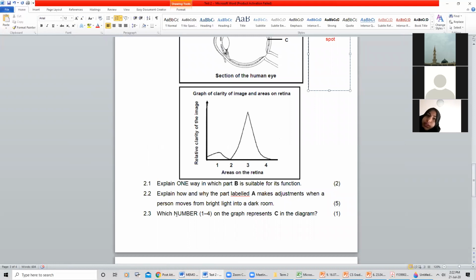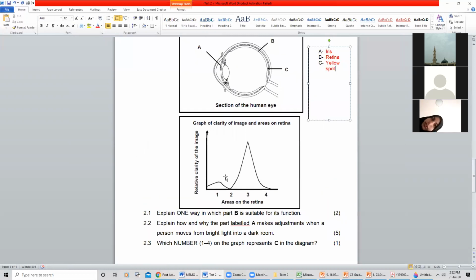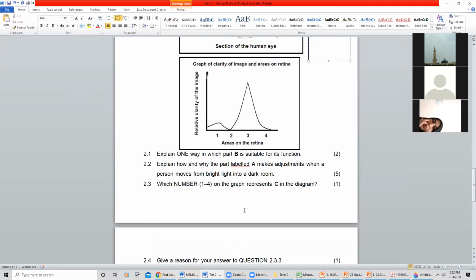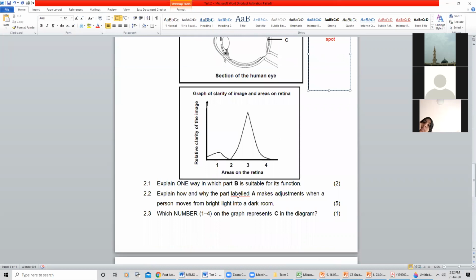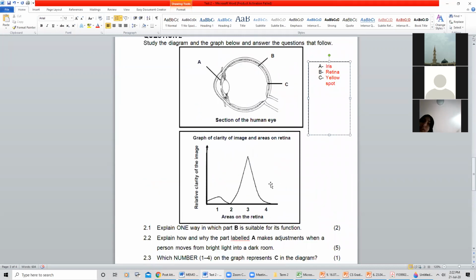Then they're saying which number 1 to 4 on the graph represents C in the diagram. C is the yellow spot. So which number here represents the yellow spot in the graph? Number 3 is correct. Good. And then the next question is saying give a reason for your answer. Why would you say that 3 is the yellow spot? And if you chose 3, you probably know why.